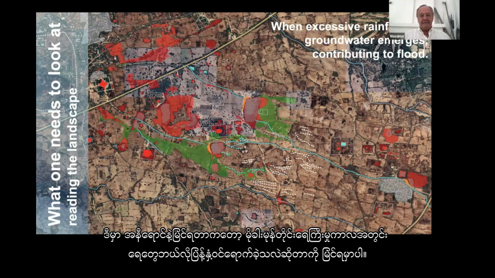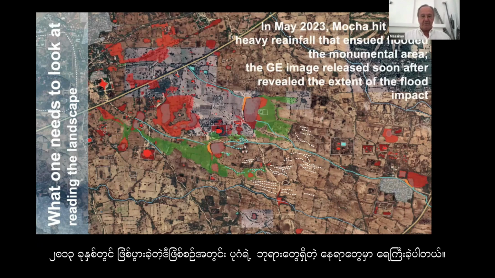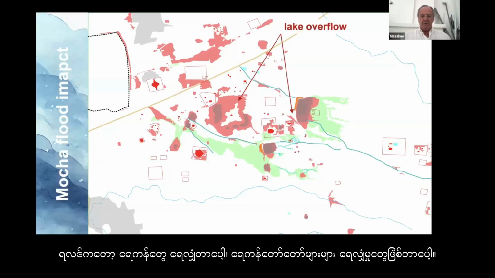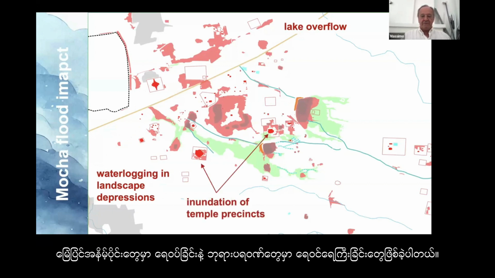And what we see in red here is actually the distribution of the flood during the Mocha flood, during the Mocha cyclone. What happened during this event in 2023 is that a large part of the monumental area of Bagan has been flooded, partly by rainfall and waterlogging, partly by river feeding into, and partly by the groundwater that is seeping out of the ground, and it's impacting the monumental area. The result is lake overflow. Many of the lakes have overflown. We have waterlogging in some of the landscape depressions, and we have also flooding, inundation of the temple precinct.